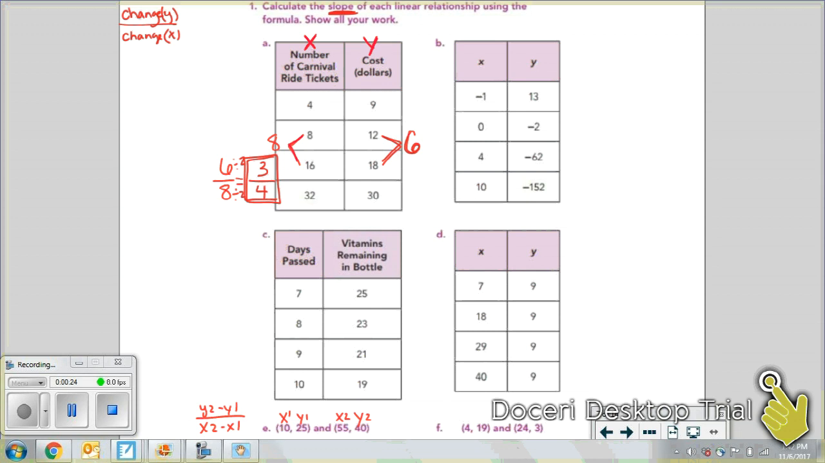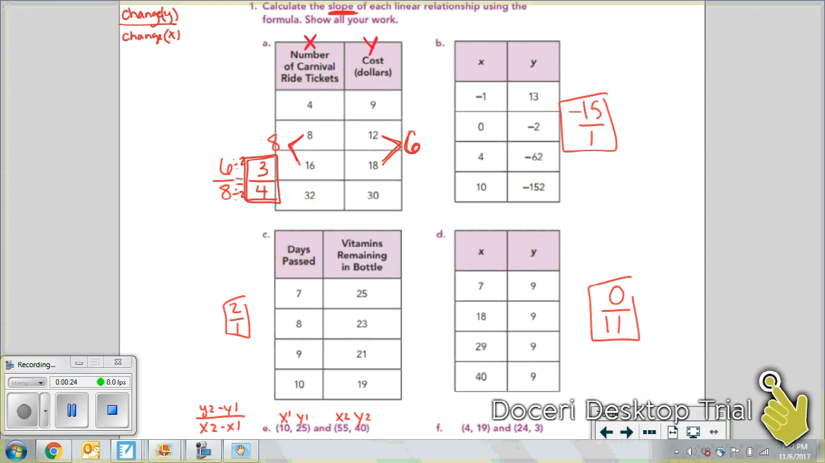Okay, guys, so let's go over our answers here real fast. So for B, we should have had negative 15 over 1 for our answer for the slope. For C, we should have had positive 2 over positive 1 for our slope. For question D, it was a little bit different because we had all these 9s that were the same. This is 0 over 11.